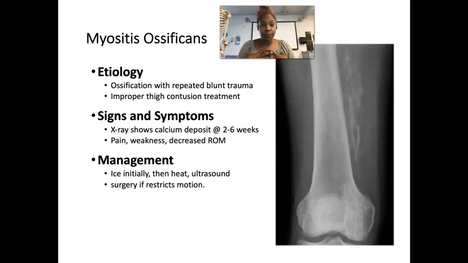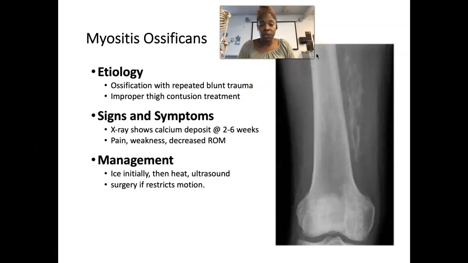So what am I saying to you? I'm saying if we treat our quadriceps contusions correctly when they come in, most often they don't progress to myositis ossificans. If we pad them, and if we put them in that knee flexion angle right away, even though it's painful, then most often it doesn't progress to myositis ossificans. So what are the signs and symptoms of myositis ossificans?